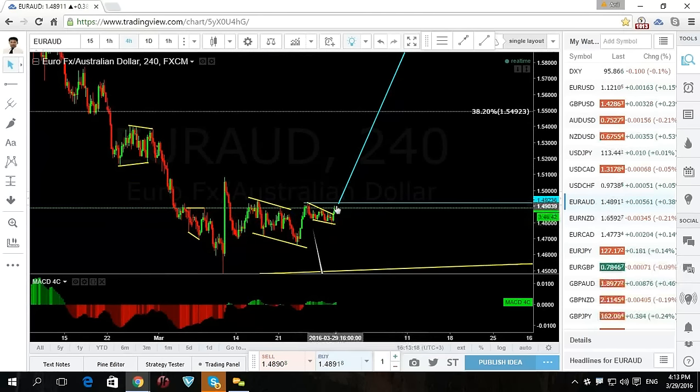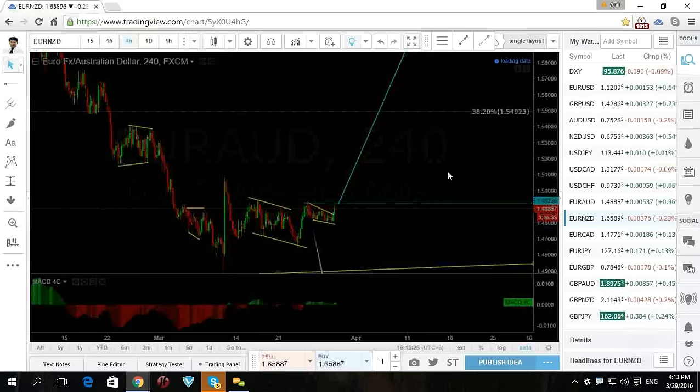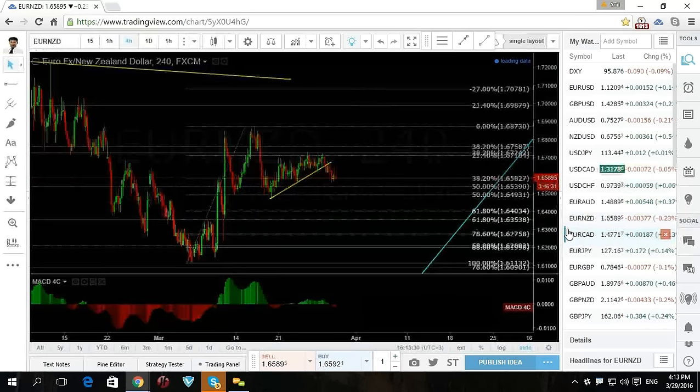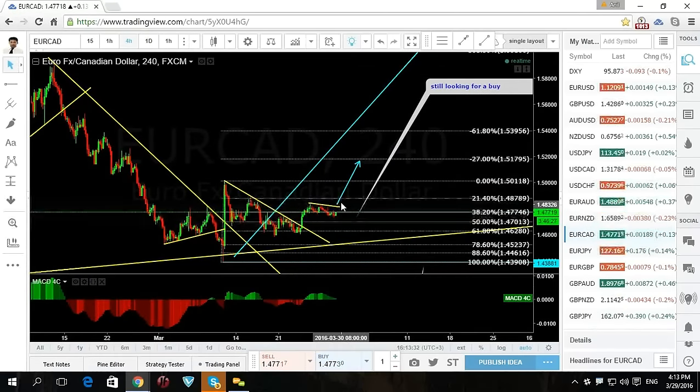Like this one, if you're in that trade, you're likely going to get a positive. It's going to break this top. You put it to break even, and you don't have to worry about it. Euro New Zealand, let's go. It's a sell, but ignore it. Euro CAD, look for the buy setup.